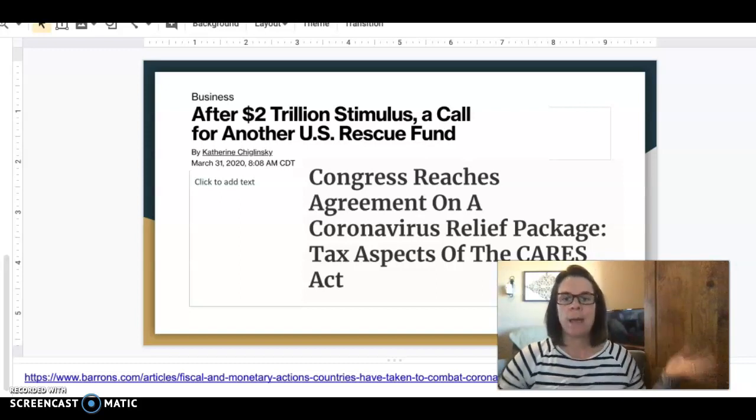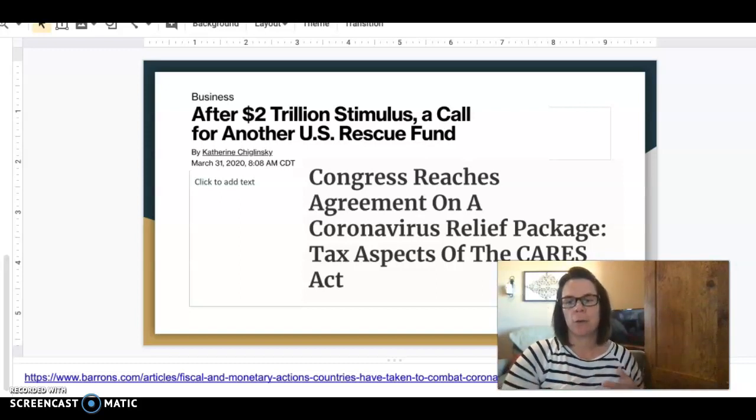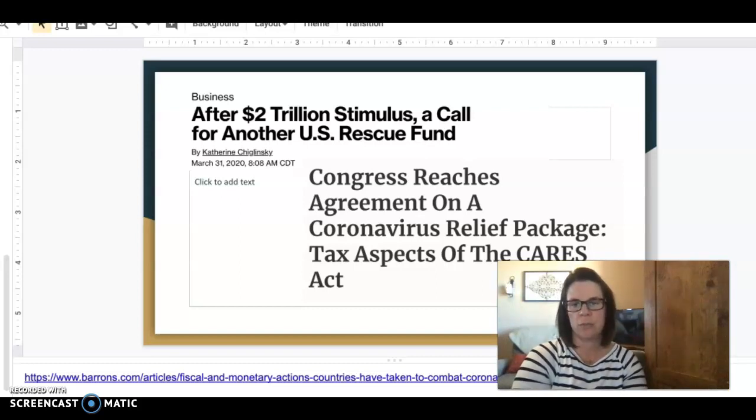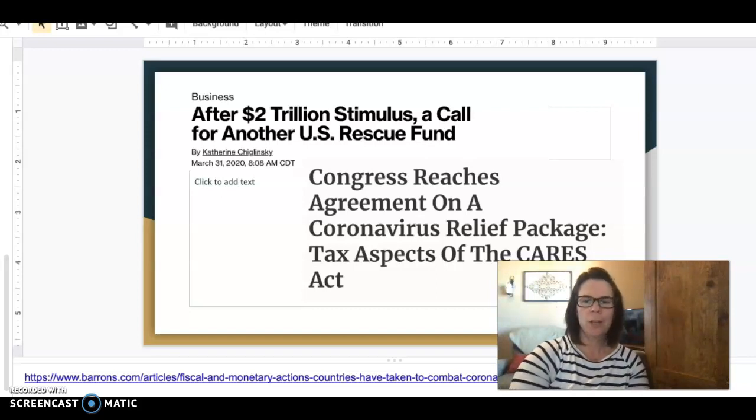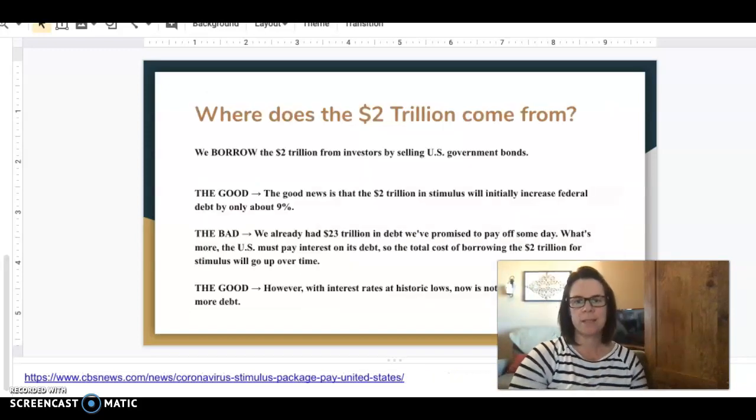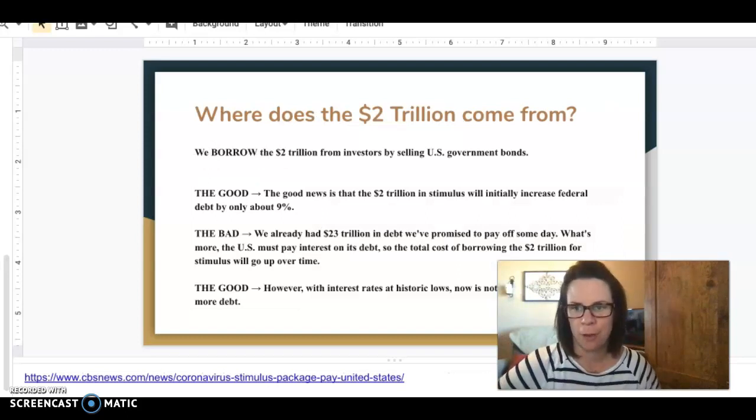Some are saying this package is not going to be enough and that we're going to need another one in a few weeks. There are already industries reaching out saying, hey, help us too, not just the airlines, because we are suffering. So some of you might be asking, where does this $2 trillion come from?